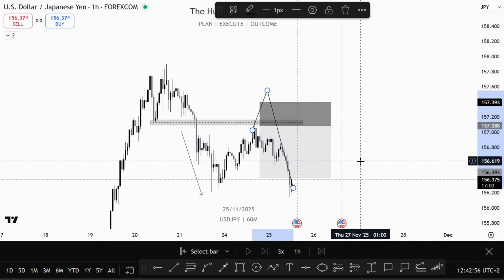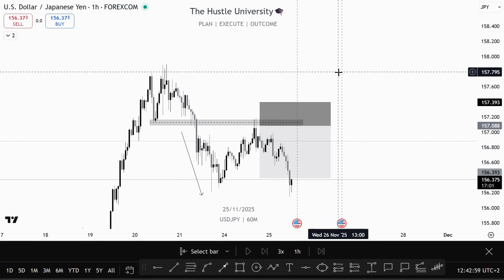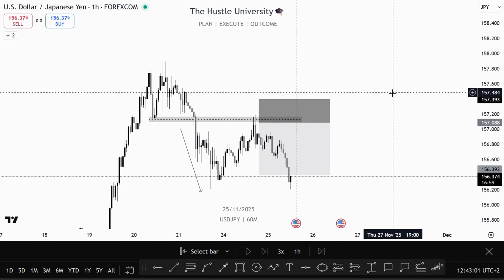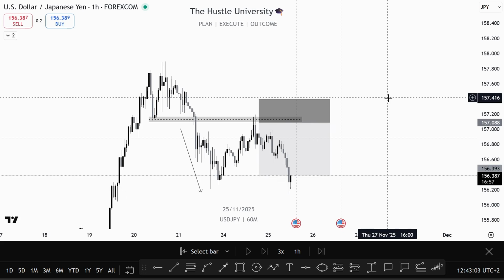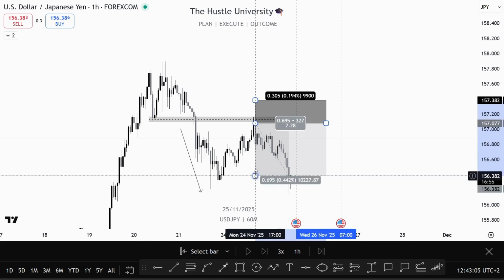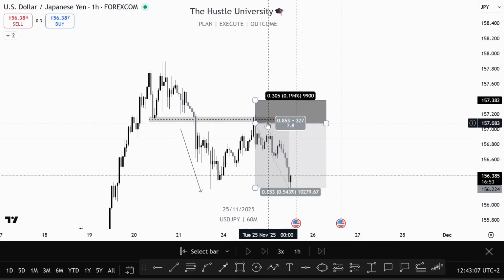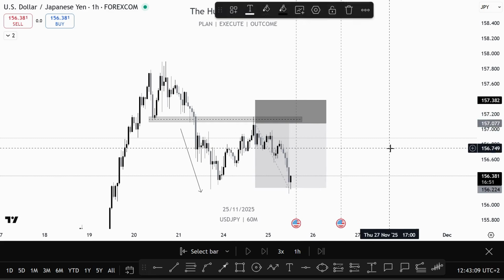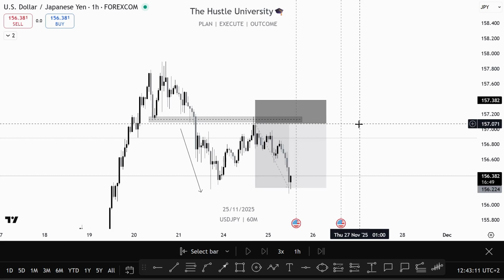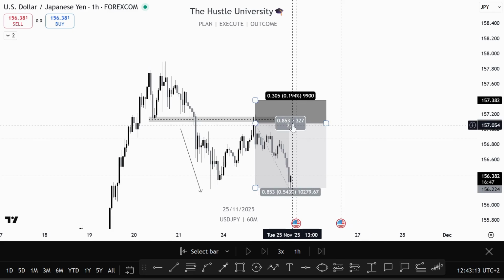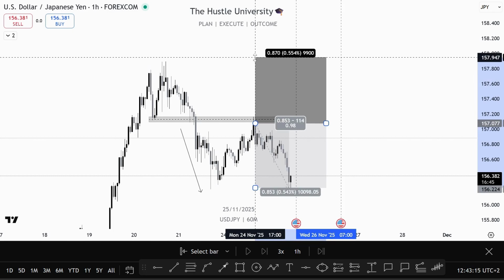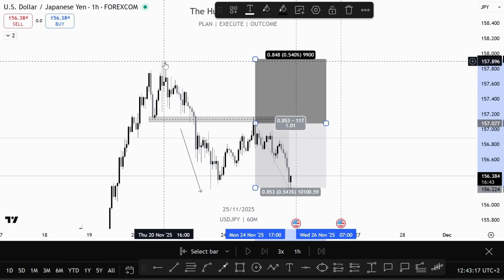One of the things that I'm always trying to teach in the Hustle University is to understand market structure. So it was a good trade to the downside, obviously. But if you are new to this, one of the ways I can recommend is that you stick to this, because that's where the indication came from, right?